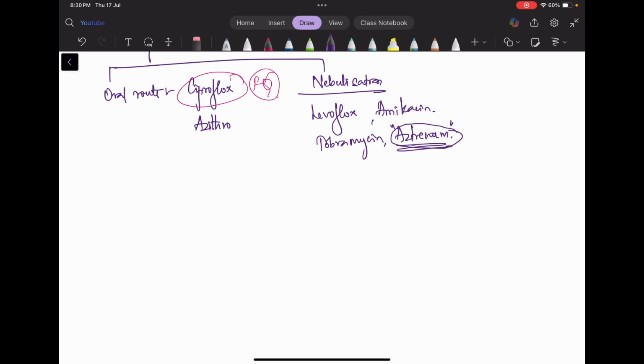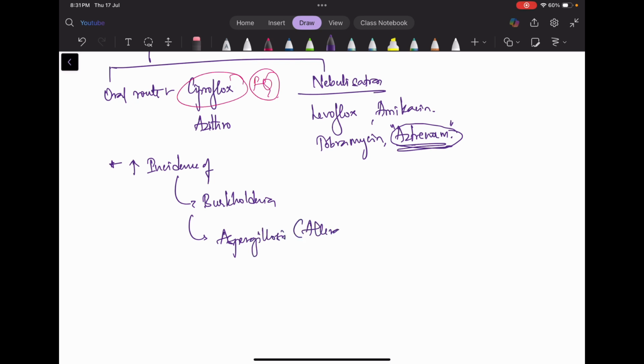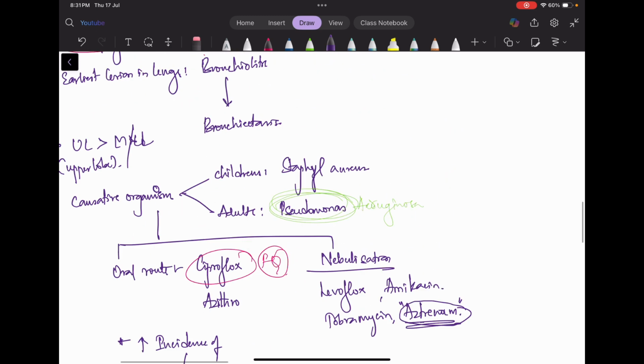Then what else will we see? It also increases the incidence of Burkholderia, or even aspergillosis, which is the allergic kind. Okay. Then this was all about the respiratory system.